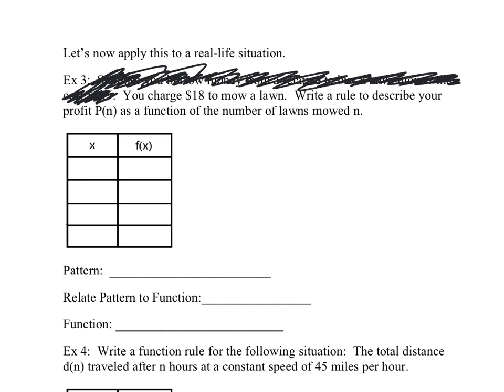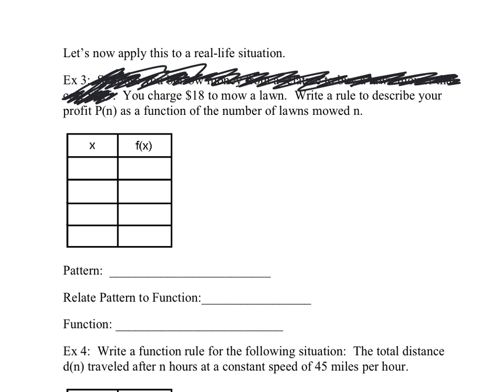Okay, but I just need you to write a rule to describe your profit as a function of the number of lawns mowed. Does it tell me what my x's or what my domains are? Or how many lawns I'm doing? No, so you can put whatever you want in for those x's. Tell me what the f of x's are, and then give me that pattern. So think about that one and go ahead and try it.